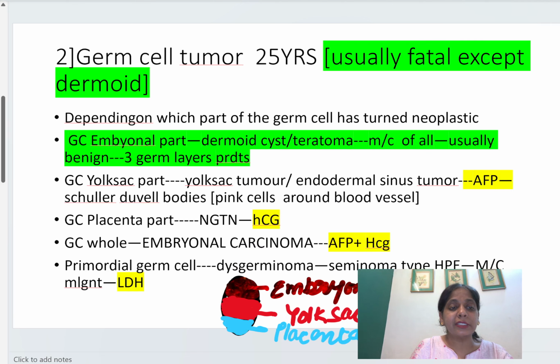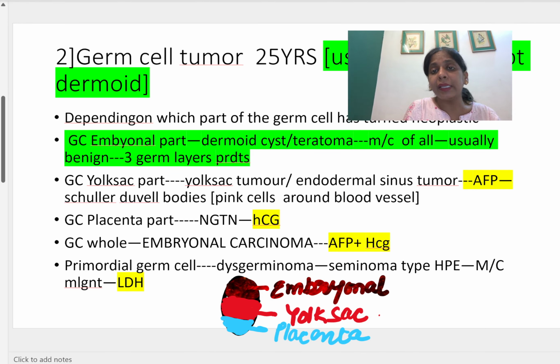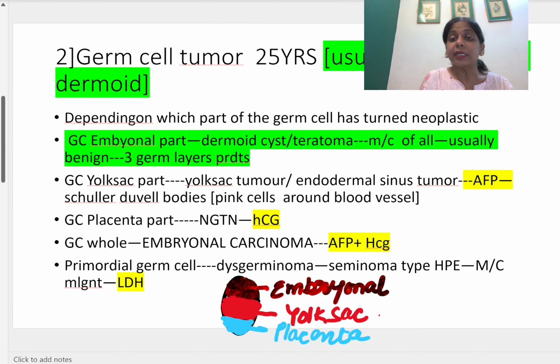Okay, next are the germ cell tumors and their tumor markers. All of you know that the germ cell is the ovum. When it fertilizes with sperm, it makes the whole of the fetus. Along with the fetus, it also makes a yolk sac, and along with the yolk sac, it also makes the placenta. So a germ cell makes three things. What are those three things? Embryo, yolk sac, and placenta.